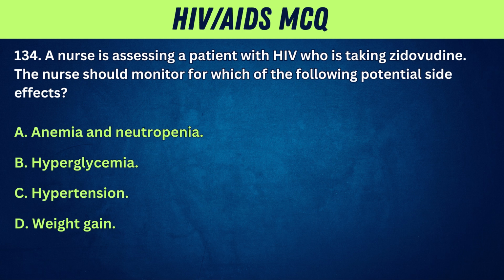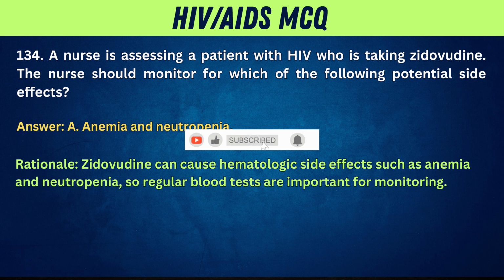A. Anemia and neutropenia. B. Hyperglycemia. C. Hypertension. D. Weight gain. Answer: A. Anemia and neutropenia. Rationale: Zidovudine can cause hematologic side effects such as anemia and neutropenia, so regular blood tests are important for monitoring.